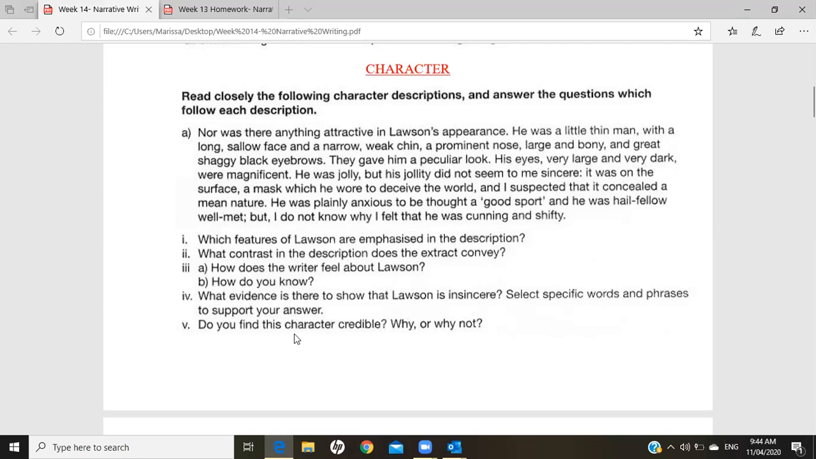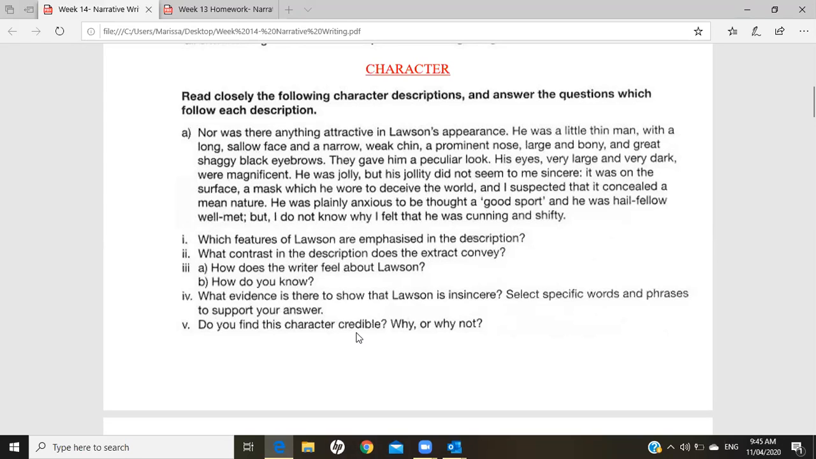And the last one says, do you find this character credible? Why or why not? So remember, credible has to do with realistic, right? So do you think the way that the writer described Lawson and what the writer said about Lawson is credible? Why or why not? So Rihanna, do you think that this person, Lawson, is a real character? He's something that we could relate to. Do you think he's realistic? No, I think he's very deceitful. Mm-hmm. Yeah, because he's showing like he's good, but deep down inside he's a bad person.